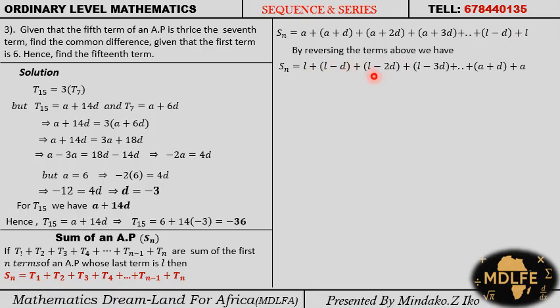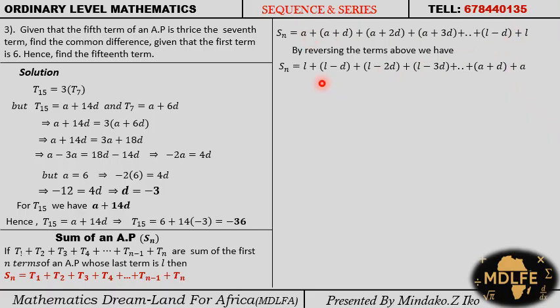This is the last term minus the common difference for the third term. This is the last term minus the common difference for the fourth term, right up to where we have a plus d, then plus a. So we're actually going back right to the first term. I'm moving from the last term right back to the first term, whereas here we're moving from the first term to the last term.